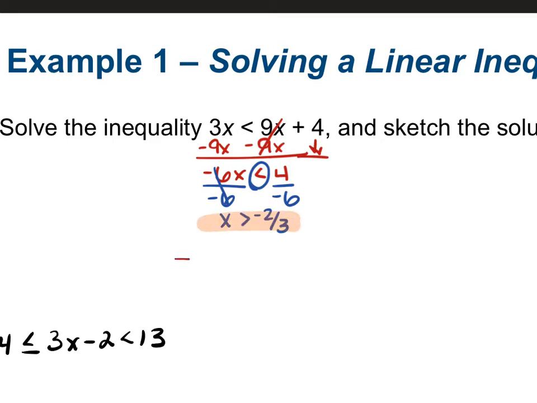To graph it on that number line, we're going to find that negative 2/3, which is about here. We're going to have an open circle on that negative 2/3. Our sign points to the right when our variable comes first, so our line's going to also run to the right.